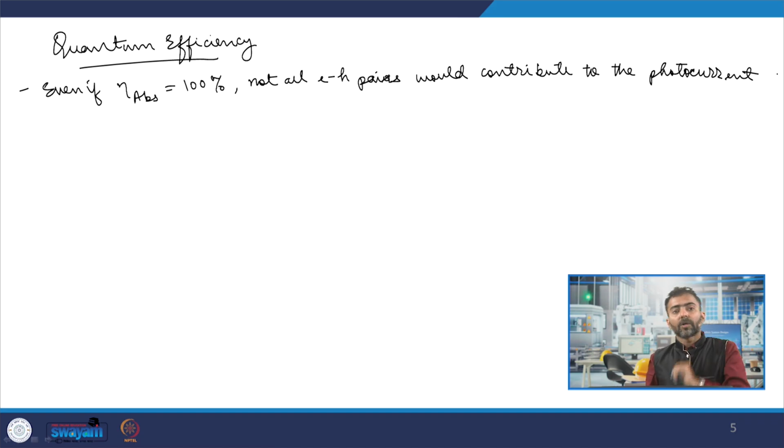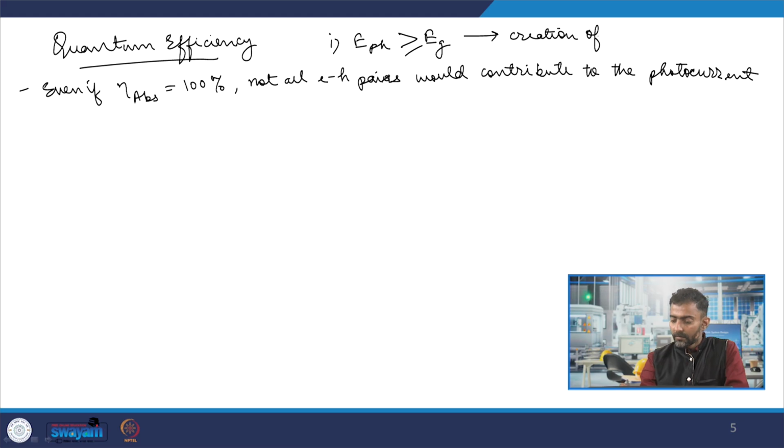Now, out of these absorbed photons, the very first condition is that your photon energy E_PH should be greater than or equal to the band gap energy E_G. Only when this condition is satisfied, that my photon has energy more than the band gap energy, will this lead to the creation of an electron hole pair. So, the first phenomenon is that out of all the absorbed photons, some might not have that much energy to lead to the creation of this electron hole pair.